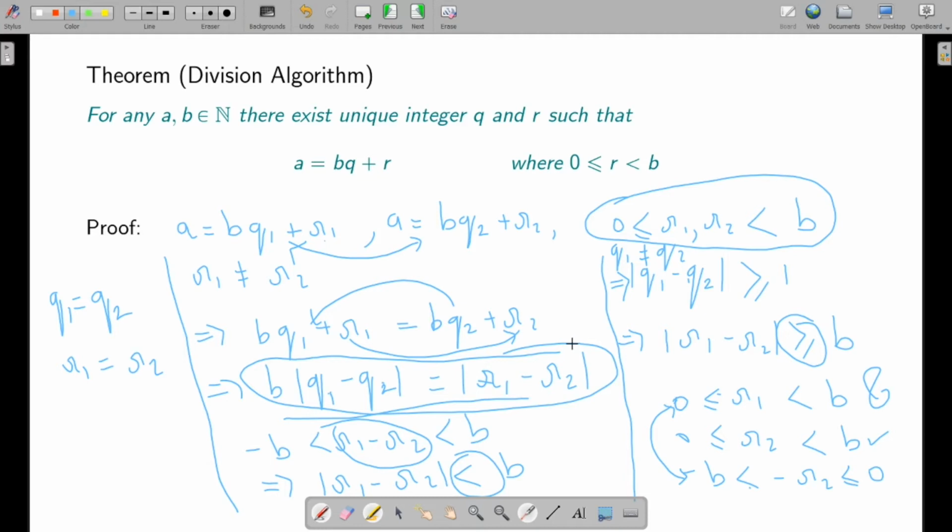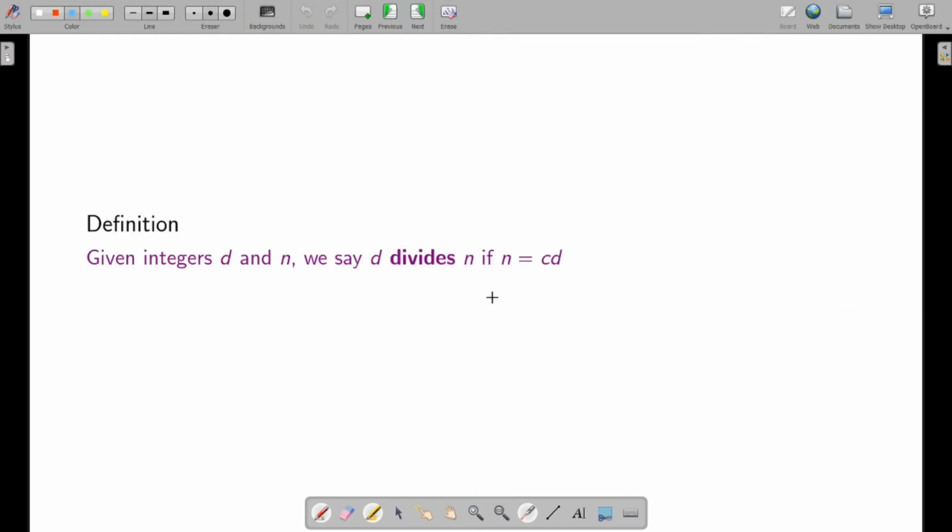Please try to write this proof out on your own without looking at your notes. Okay, it is not very difficult. All you need to do is prove existence and uniqueness. For the existence, you need to use the well ordering principle, and for uniqueness, that's the manipulation you need to use. Okay, let's go to the next part.